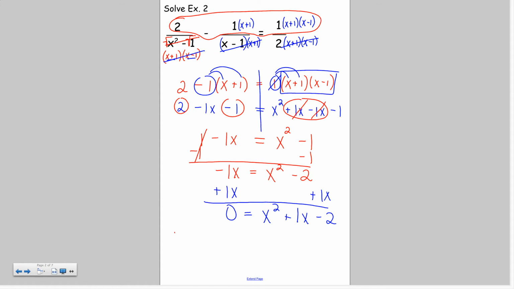And again, how did I know to move everything onto one side? Because I saw an x squared, I saw an x and a constant, and I know that I'm going to have to factor that. So I'm multiplying to get negative 2. I'm adding to get 1. So that is going to be positive 2 and negative 1. Those are my factors.